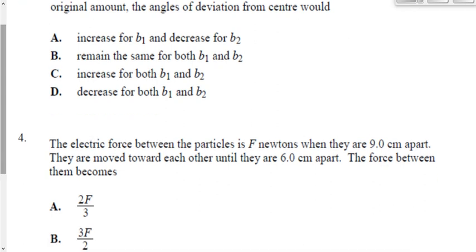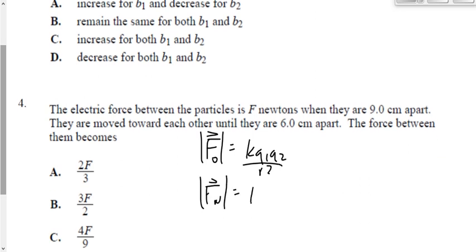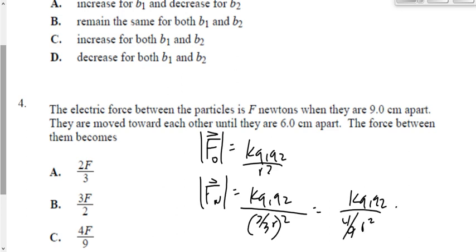And finally, number 4 says if the electric force between the particles was 9, and they move together till they're 6 centimeters apart, the force between them becomes, well, the original force is kq1q2 over r squared. I'm going to say my new force is kq1q2 over, what would I say here? Over what? 2/3 r. What do I do with that? Square it, right. So it becomes kq1q2 over 4/9 r squared, which is 9 over 4 times the original force. So the answer for that one is going to be D.